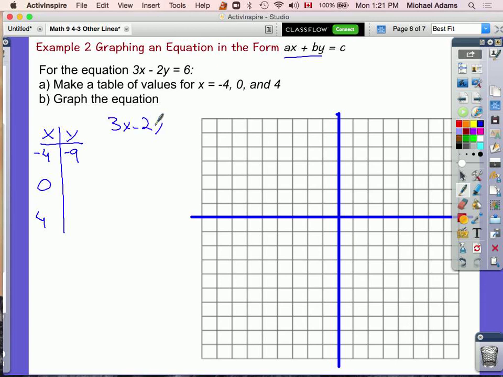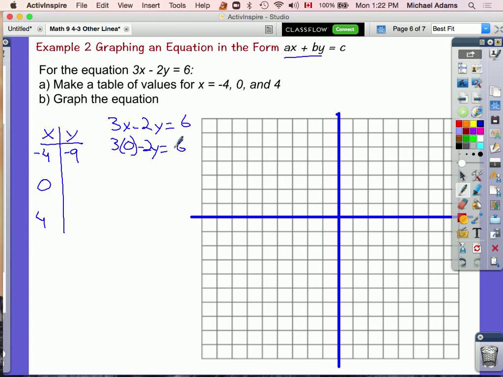3x minus 2y equals 6. And so now I have to substitute again. This time I'm using 0. So I'm going to substitute 0 in for x. Write out the rest of the equation. And let's work it out.